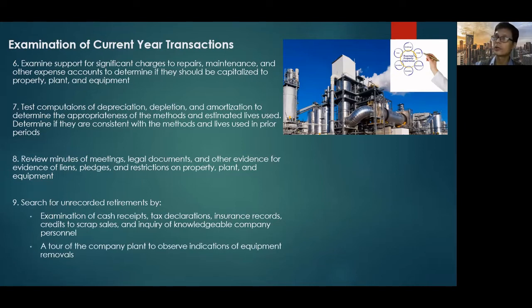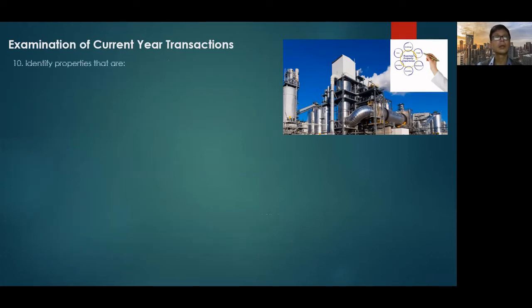So, of course, again, like we have said a while ago, physical observation or inspection is one of the persuasive evidence, because you have observed it physically. Whether something is missing or there is an addition, at least you saw it. And then number 10 is identify properties that are idle.